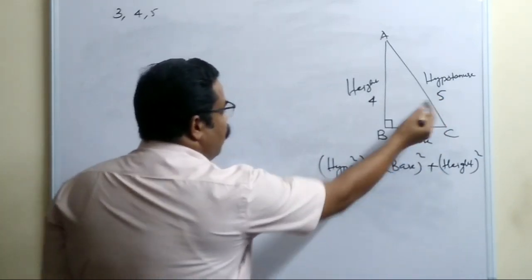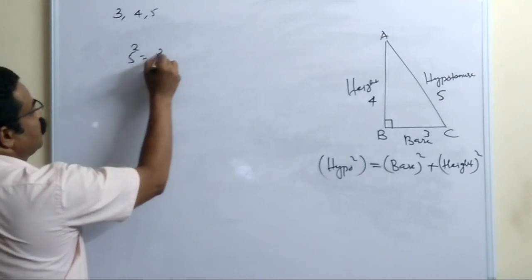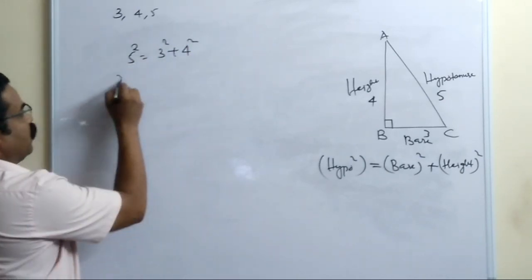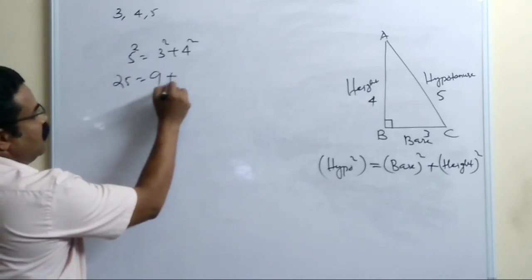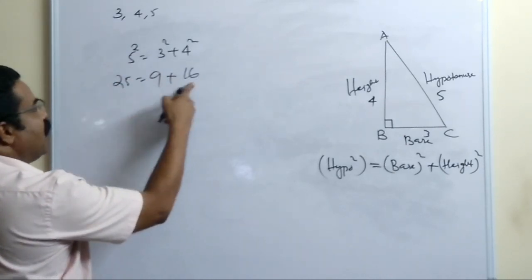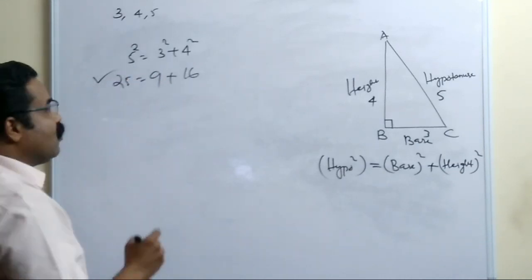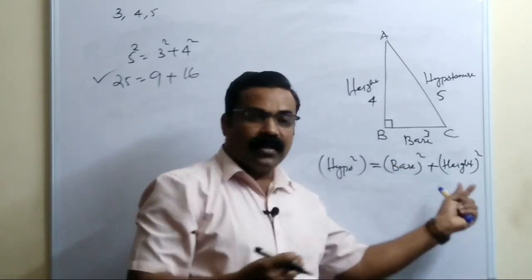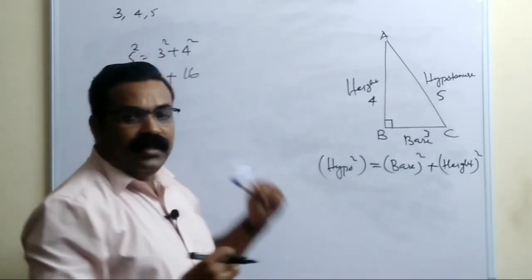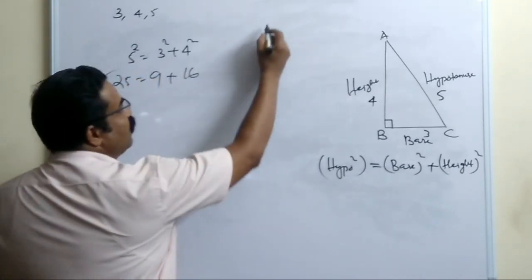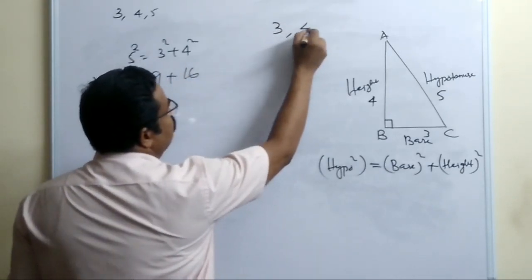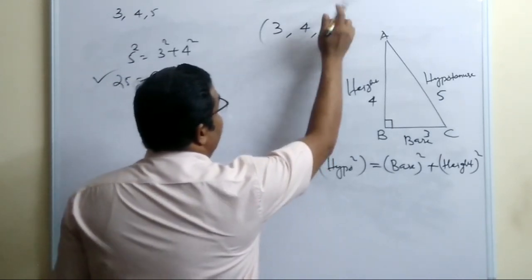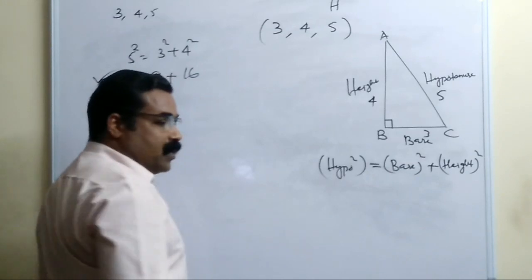So what will I get? 5 square is equal to 3 square plus 4 square. We have to check whether it is correct or not. 5 square is 25 and 3 square is 9, 4 square is 16. So 9 plus 16, I am getting 25. This is correct. So 3, 4 and 5, a group of numbers, follow the Pythagoras theorem. So I can call them a Pythagorean triplet. This group is a Pythagorean triplet, provided 5 is the hypotenuse.